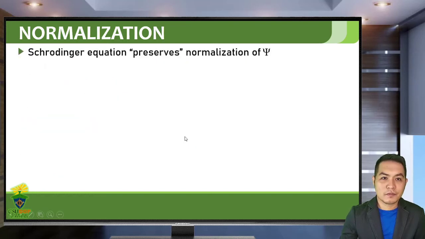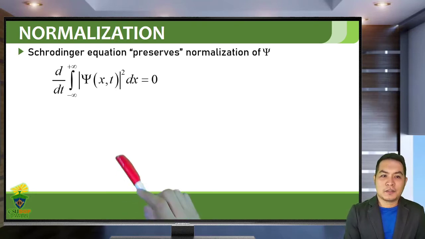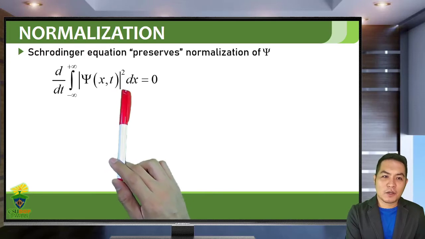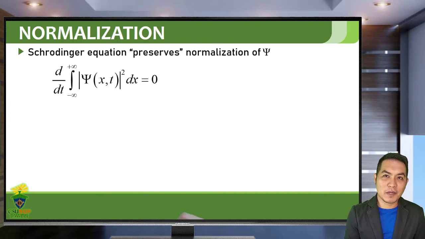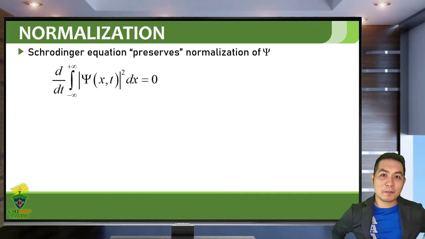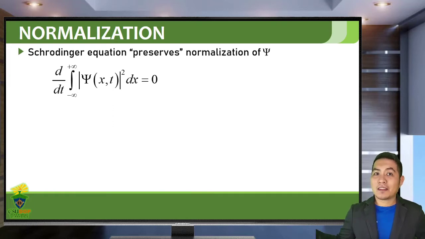The Schrödinger equation actually preserves the normalization of your wave function. Meaning, if you take the time derivative of this integral, then you should get 0, meaning the normalization is time independent. It doesn't depend on time. So if you normalize the wave function at a certain time, it stays normalized at a later time.